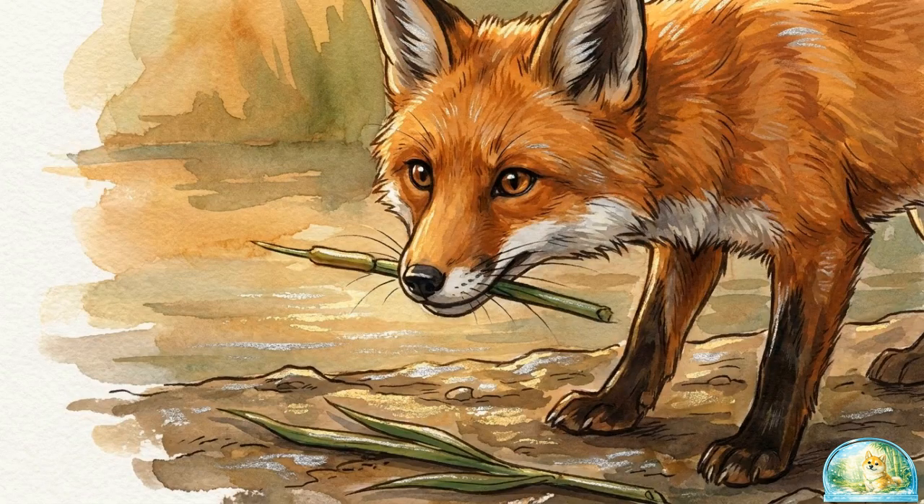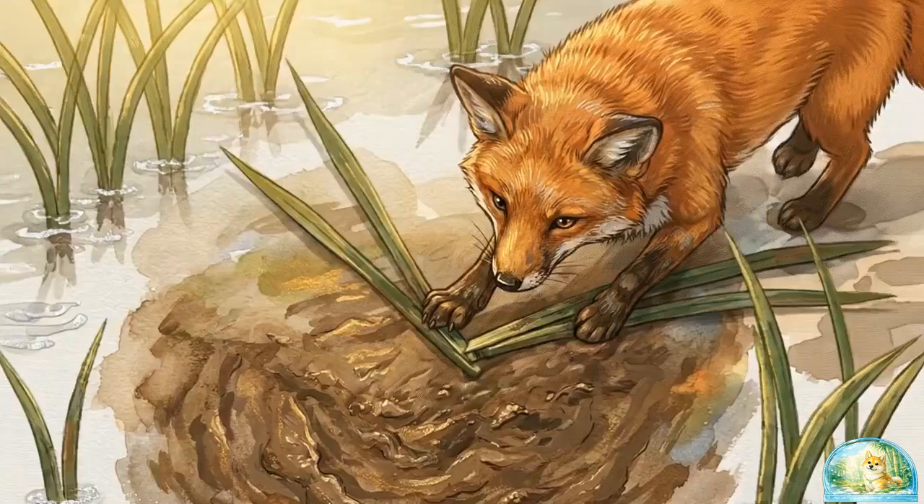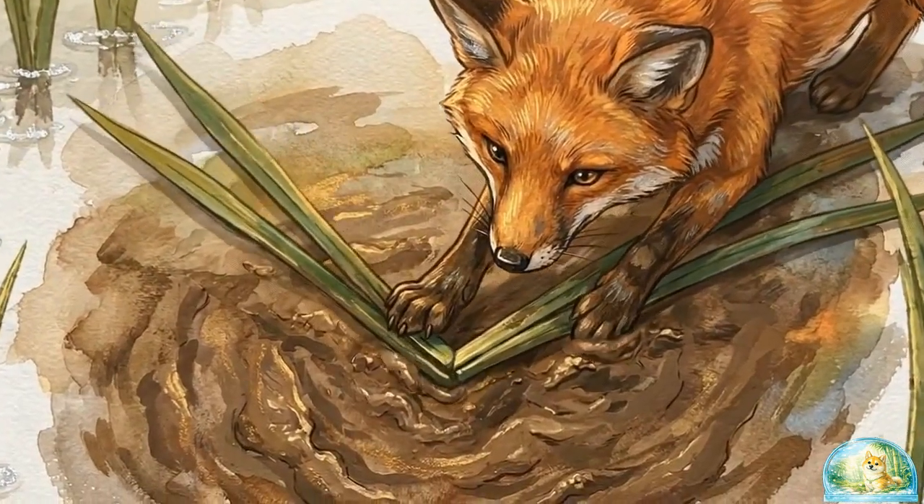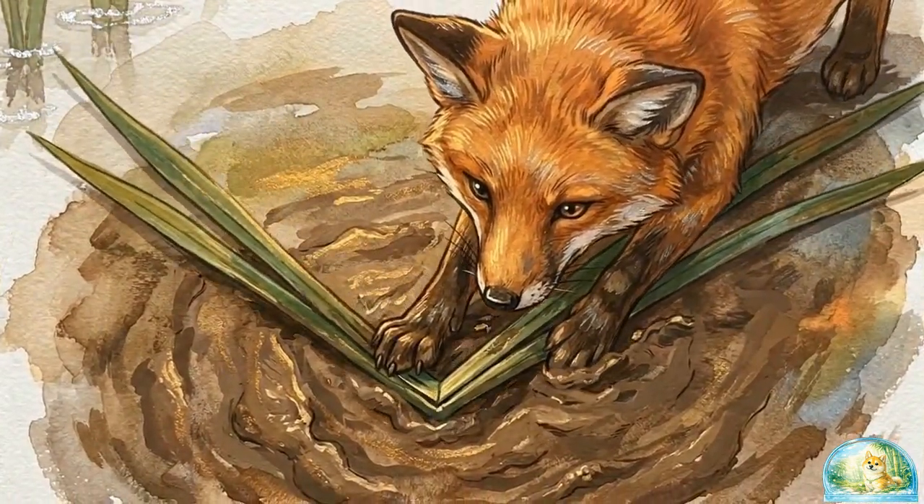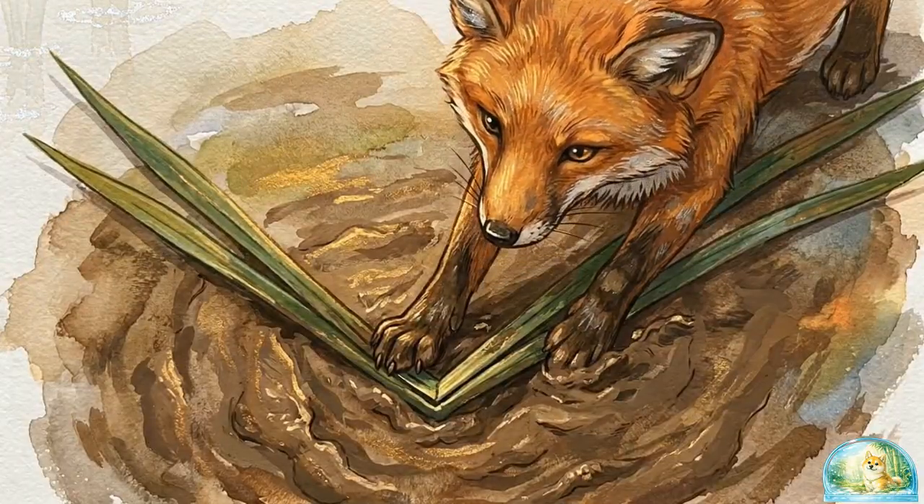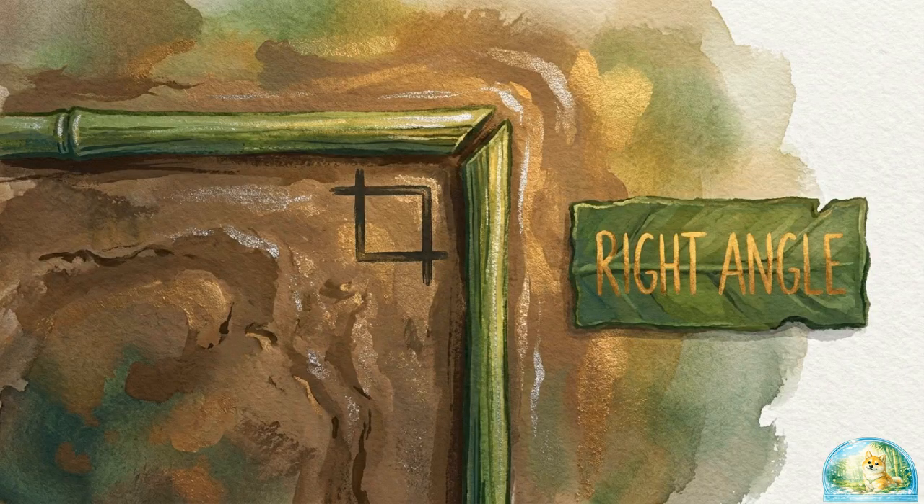Things get a little more complex when two separate rays intersect at a single shared point. That meeting place creates an angle. Pip drags two straight reeds across the mud until their ends meet perfectly in the center. When they meet to form a perfect square corner, like an L shape, it is a right angle.